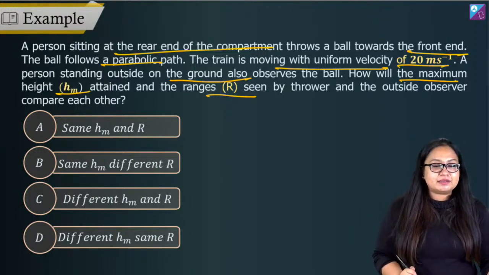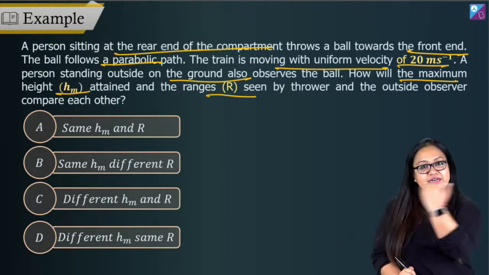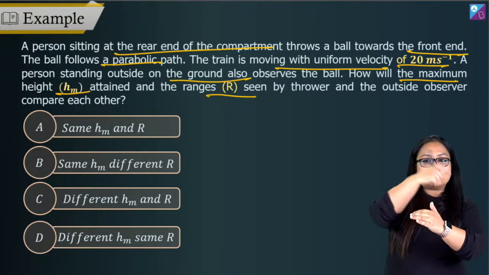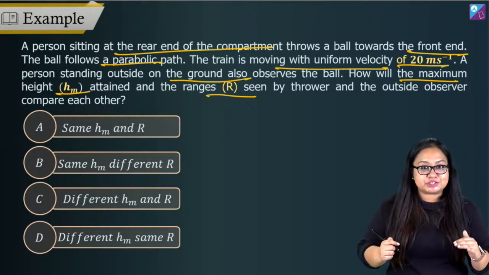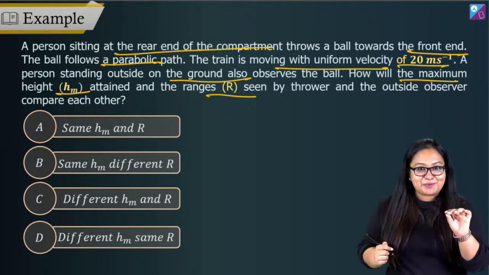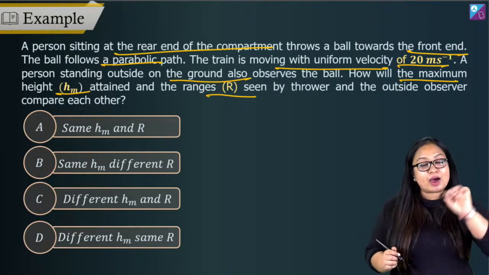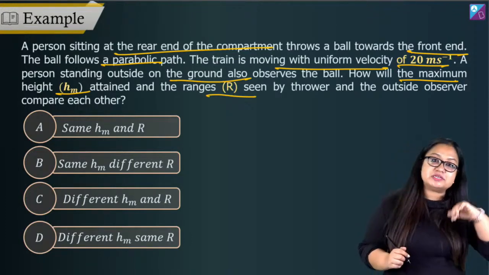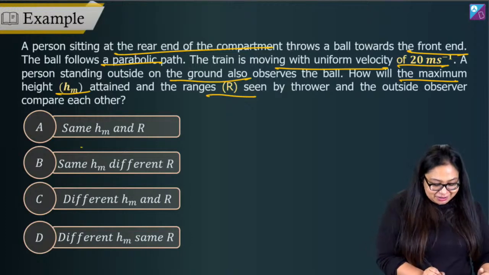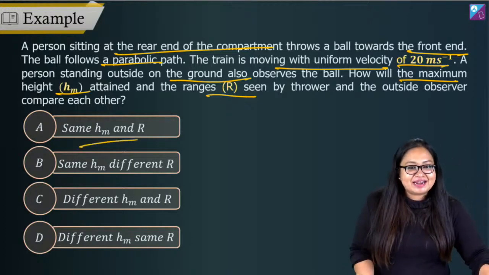So what is happening? Two people are observing. You've got a moving train and a projectile is thrown in the opposite direction. One person is in the train observing, one person is outside the train observing. What happens to maximum height and range?